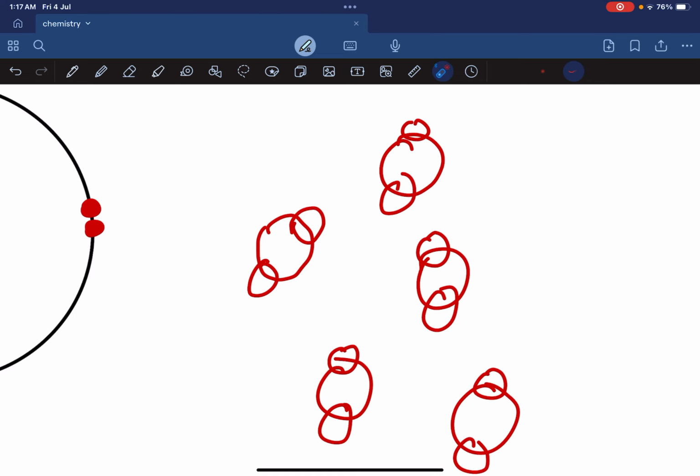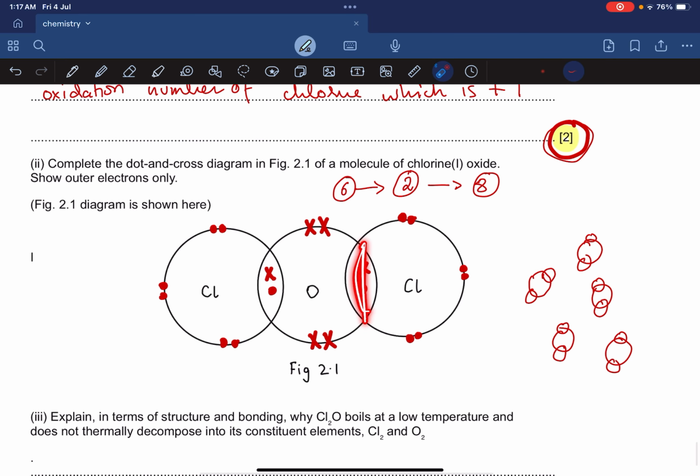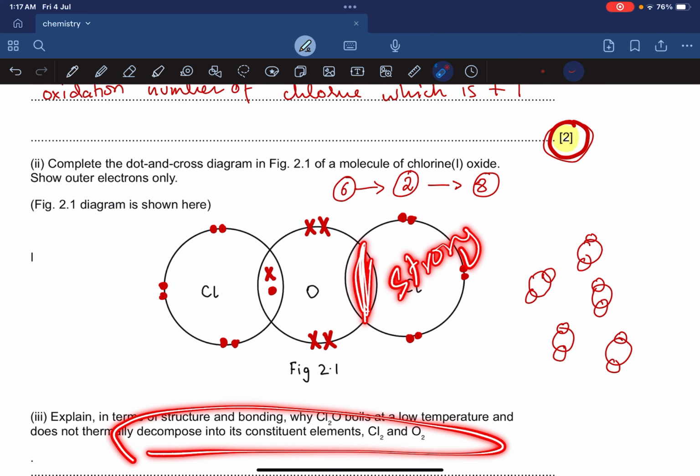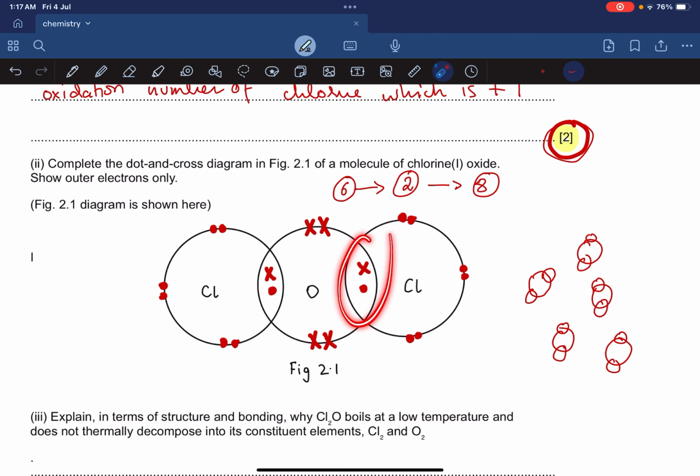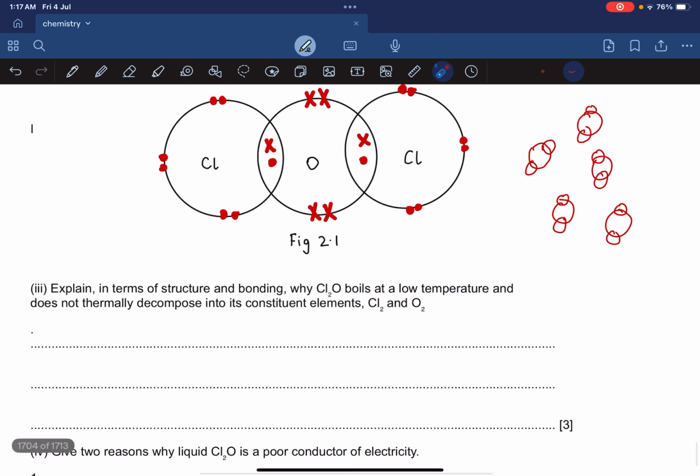That's why it has a low boiling point, and it does not separate into chlorine and oxygen because you're not breaking the covalent bond. What you're breaking is the attraction between these two. That's weak attraction. But the covalent bond right here is very strong. That is why it does not separate or decompose into chlorine and oxygen, because this is still unbroken. So that is what you have to write.